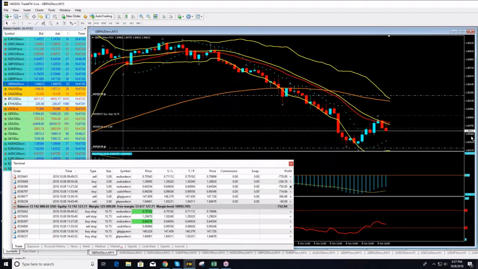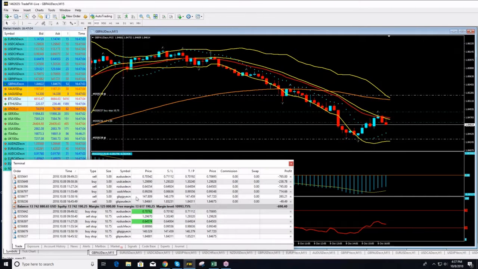So the last trade for the moment is pound Aussie. I have just shorted it 5 lots, stop loss 1.85231, and my TP is at 1.84311. So that's the most recent update I have.